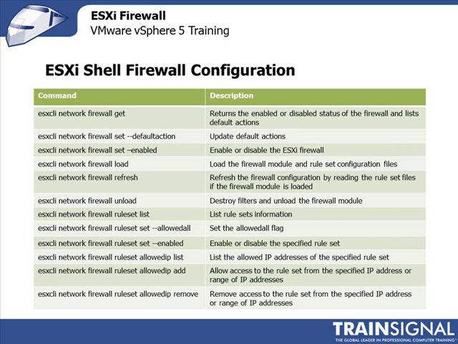Now, from an ESXi shell firewall configuration perspective, for those of you that don't want to configure ESXi from the GUI, that want to go through the shell and configure it from the command line, these are the different commands that you can use against the firewall in order to configure it. There's a bunch of commands here with a description that I've also put on the screen for you in case you want to configure your firewall from the command line.